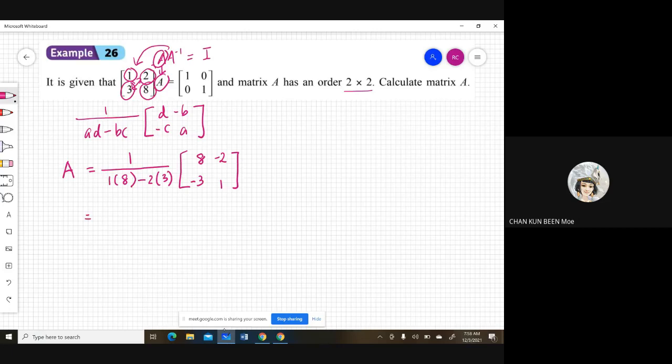We calculate the scalar first. 8 times 1 is 8, minus 6 equals 2. Let's continue. This is 8, -2, -3, 1. 1 over 2 times 8 is 4. 1 over 2 times -2 is -1. The rest, this is -3 over 2, and this is 1 over 2. So that's the answer for matrix A.